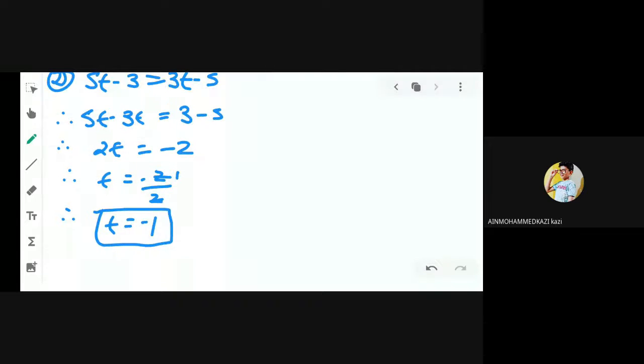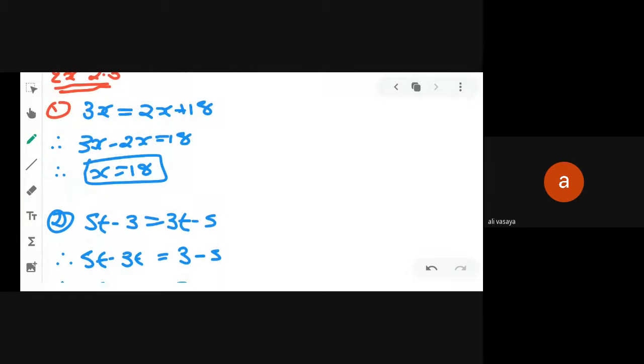Clear all of you? Yes, sir, clear. Sir, in number 1, 3x minus 2x comes, and you wrote only x, not 1x. Yeah, 1x, but it is of no importance to write 1 whenever you write x. Okay, 3x minus 2x is absolutely 1x, but there is no need to write down 1. So I am just writing x.